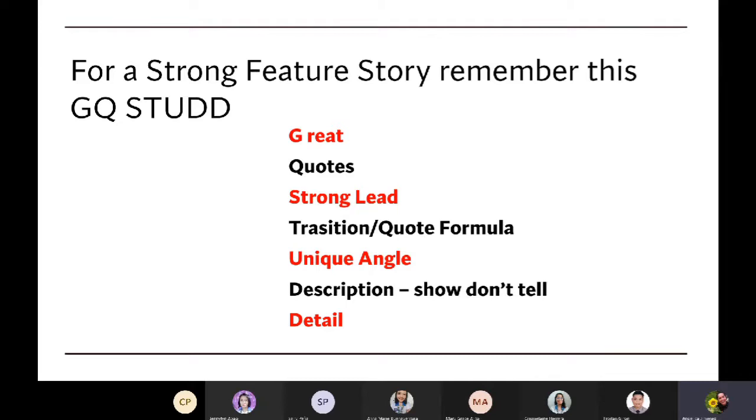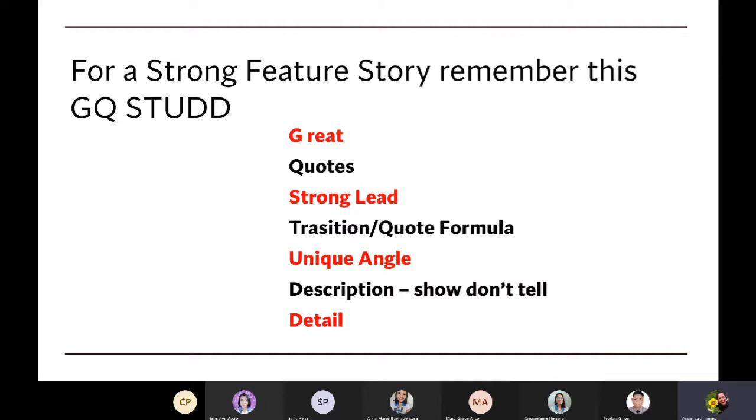And then description, show, don't tell. Show, don't tell, it's like minimizing the adjectives but showing it. Earlier, remember my example? The girl is rushing in entering the classroom. She is perspiring and all of her classmates and even the teacher are looking at her. Okay? So, what does that mean?